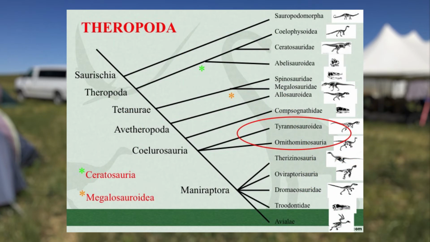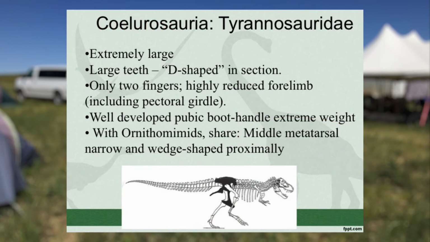All right, moving on down, tyrannosaurs and ornithomimosaurs. So tyrannosaurs, it wasn't just T-Rex, there were others, but they were all pretty big, extremely large, with big D-shaped teeth, right? Big conical teeth, kind of like a supersized crocodile. Only had 2 fingers and a reduced forelimb.